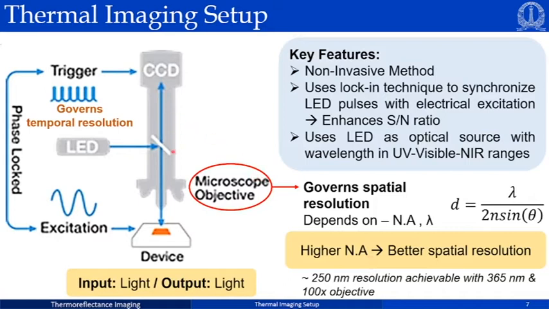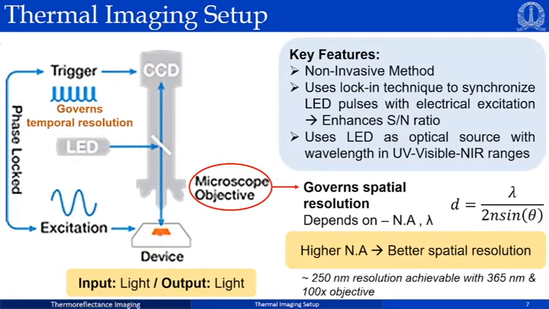Okay, so this is the schematic of whatever I have discussed in the previous slide. We see the CCD, we see the LED source, and we see the microscope objectives with the optical path. So in the thermo-reflectance setup, electrical excitation is applied to the device, and at the same time the LED is triggered as well as the CCD is triggered.